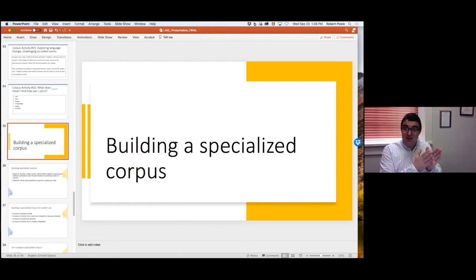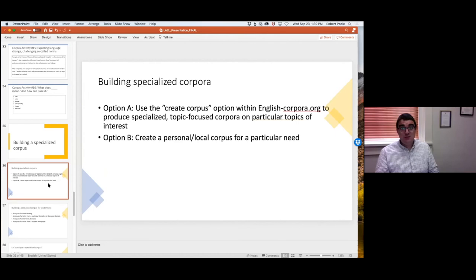So again, we're talking about direct teaching activities, but some of it is just for you as a teacher to see language use in a particular area, so that you can inform your own teaching and then inform your materials design, et cetera. So creating those specialized corpora on those sites is just so simple.